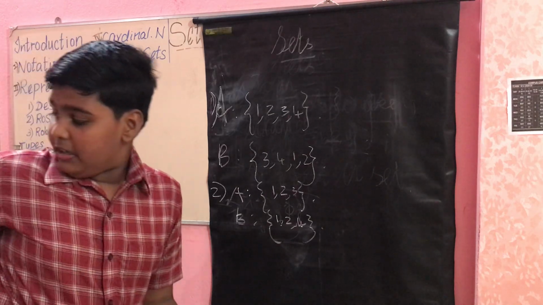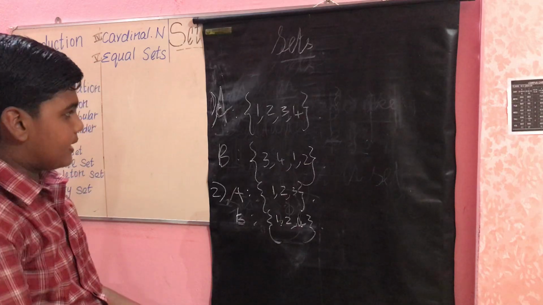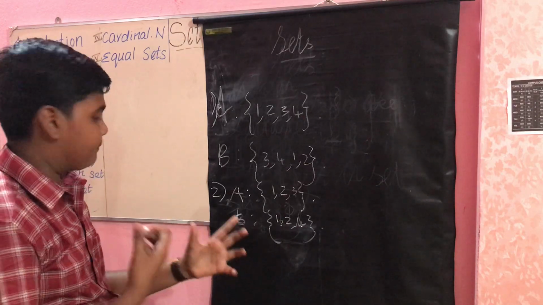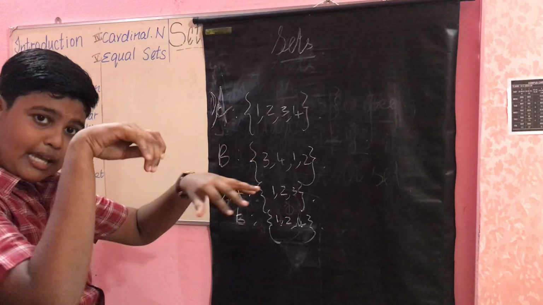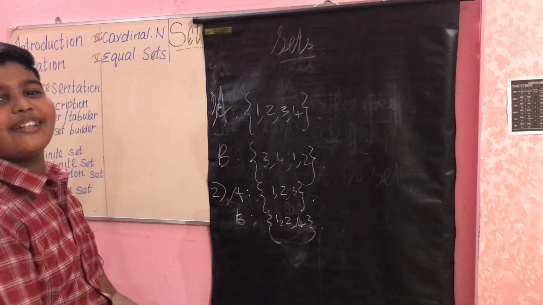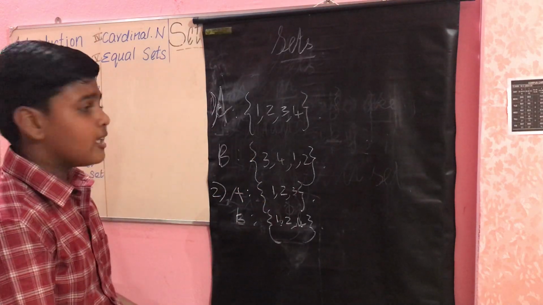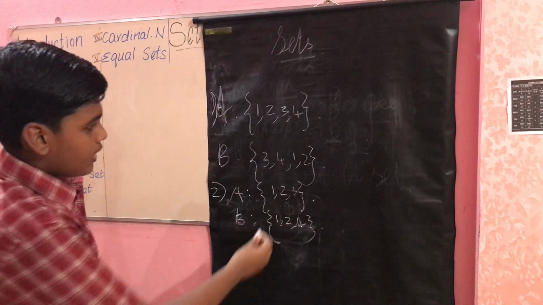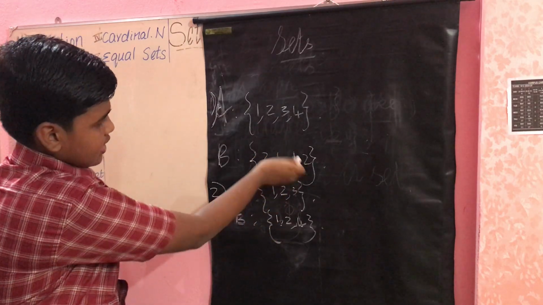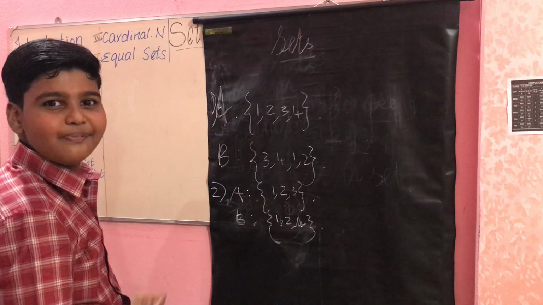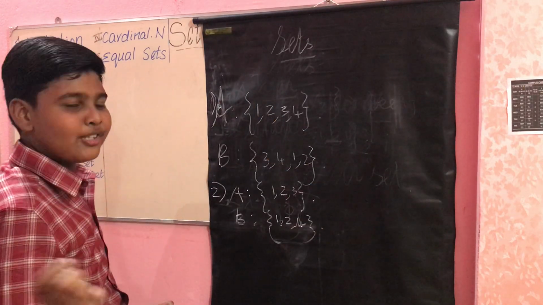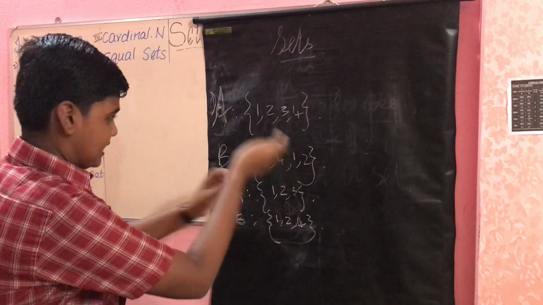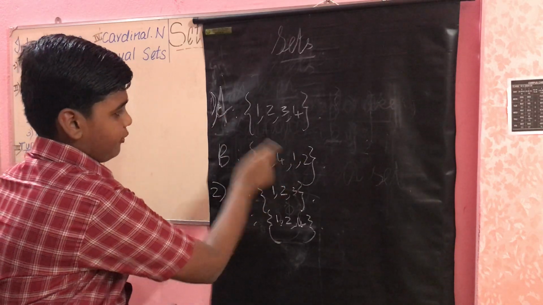Okay, now we will be learning a rule. Even if the members get exchanged, but they are the same, it's an equal set. So here 1, 2, 3, 4. Here see, 1 is here, 2 is here, 3 is here, 4 is here. I just exchanged. It confused you, I know that. So B is equal to 3, 4, 1, 2.